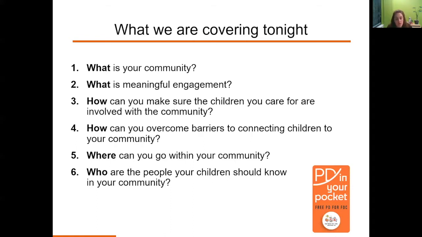Where can you go within your community? So really looking at physically getting out there with the children and as an educator and becoming involved in the community and really having it embedded as part of your service. And lastly, who are the people that your children should know in your community? So looking at who they know. And you'd be amazed if you did sit down and ask the children in your care who they know in their community, and you might be really surprised what they come up with and what they've actually observed and taken in.